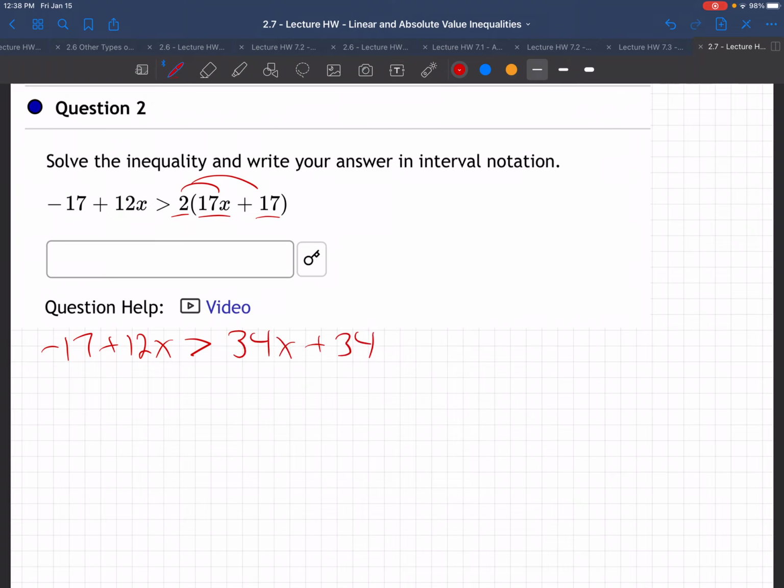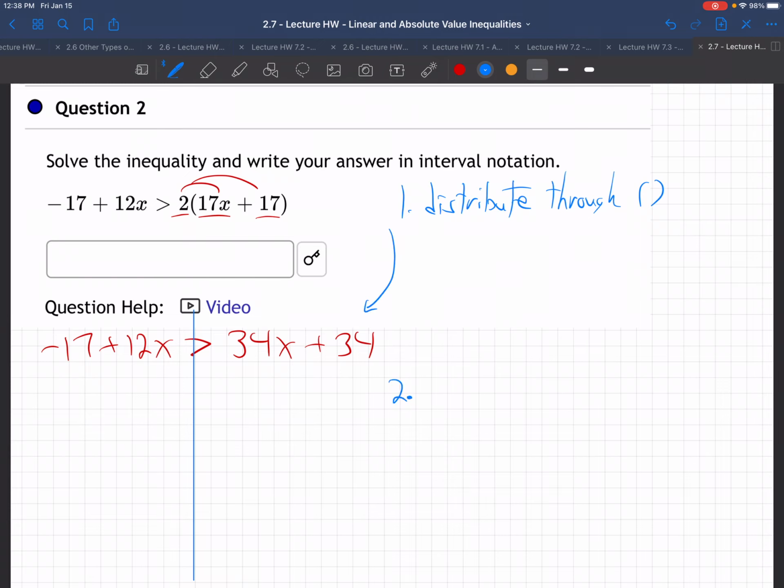34x plus 34. Okay. Now let's treat this as a wall of separation. So what do we do when we have x's on both sides? So step 1, distribute through the parentheses. So that's right there.